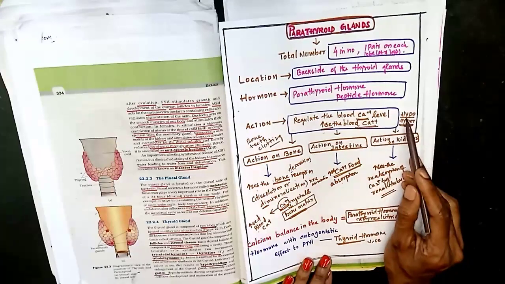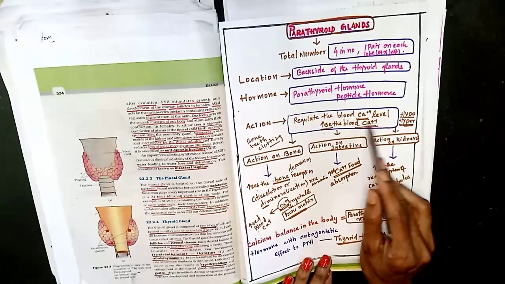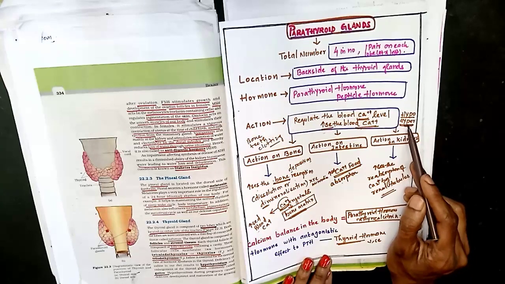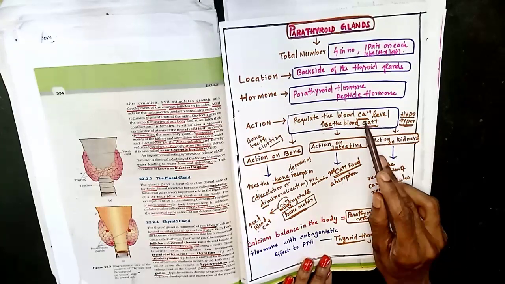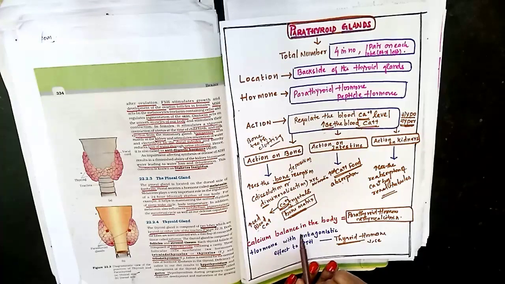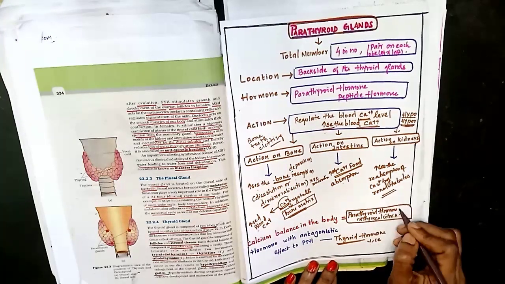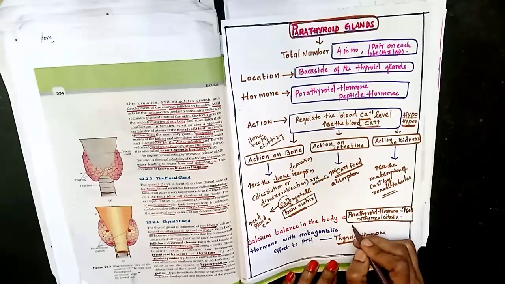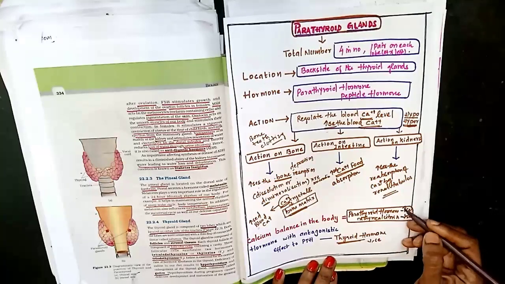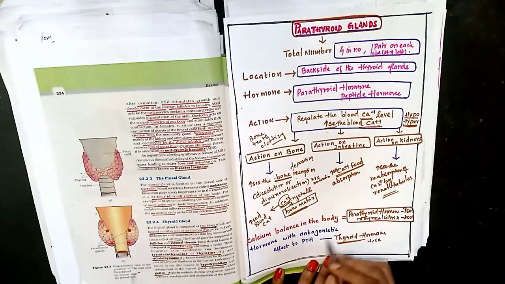If the calcium level is lower than normal, you call it hypocalcemia. If the calcium level is higher than normal, you call it hypercalcemia. Both these conditions are dangerous. It should be maintained within the normal range. So how is the calcium balance maintained in the body? By two hormones: parathyroid hormone, which increases the blood calcium level, and thyrocalcitonin, which decreases the blood calcium level. By adjusting these two hormones, the blood calcium level is regulated in the normal range.